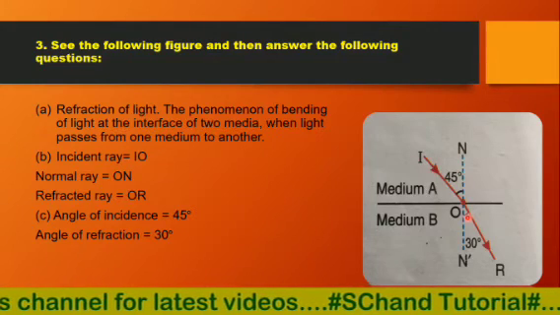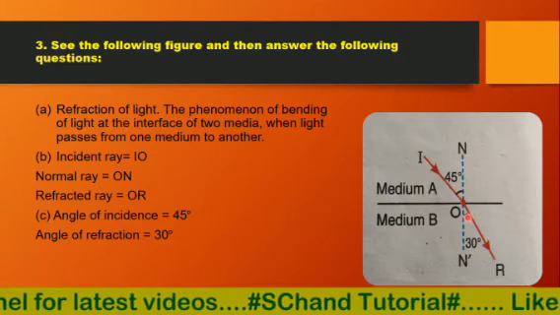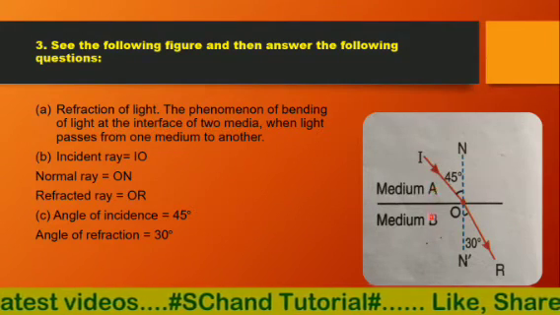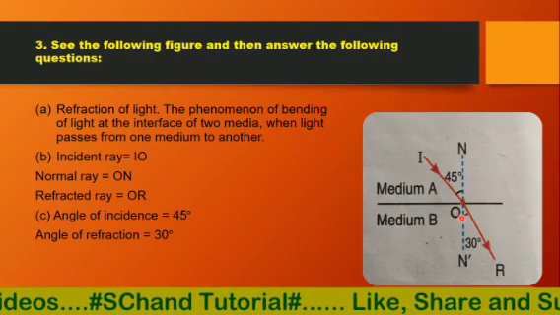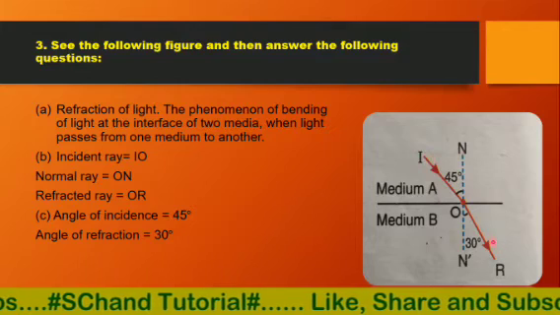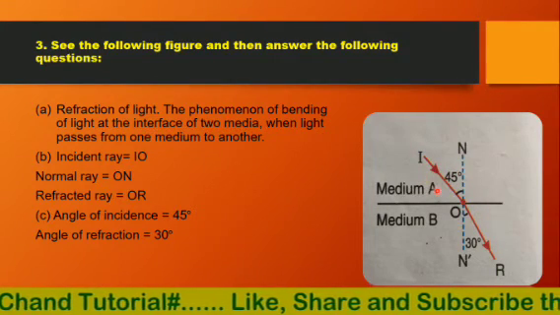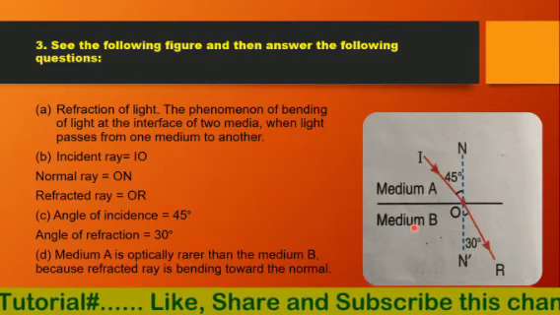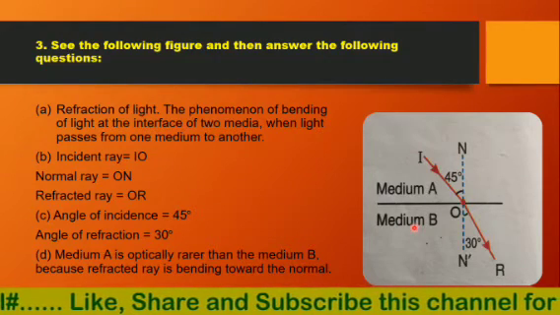Then we have: out of media A and B, which medium is optically denser and which is optically rarer? Give reason. Which is optically denser, A or B? Optically denser is B, because light is bending towards the normal here. Light is going from rarer to denser, so it will bend towards the normal. So medium A is the rarer medium and B is the denser medium, because the refracted ray is bending towards the normal. Then we have the next, number 4.